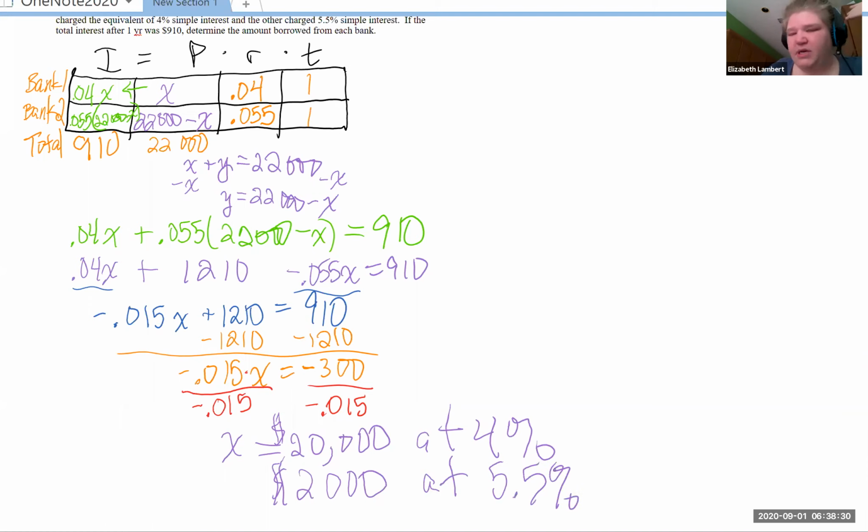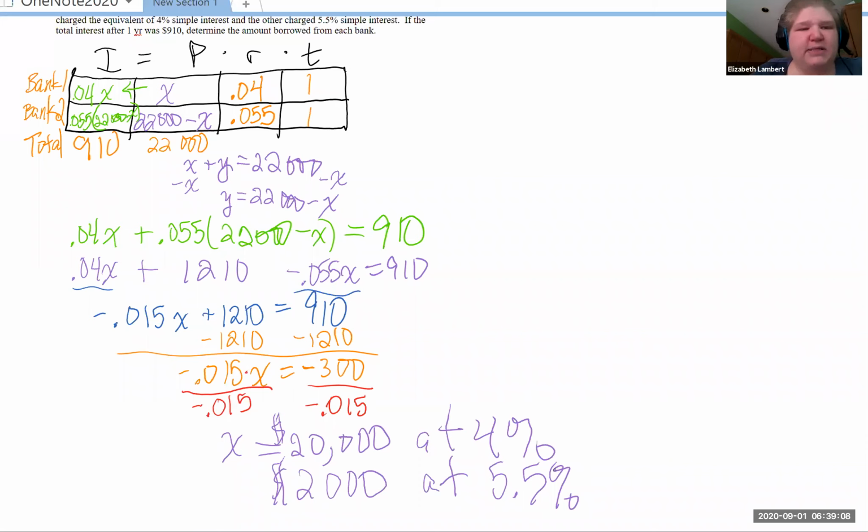So to check this, what I'm going to do is calculate the interest and add them up. So I got 20,000 times 0.04 times 1, but that won't do anything, so I'm not going to write it, plus 2,000 times 0.055. And there it is, 910. All right. So this works out. There is our answer.